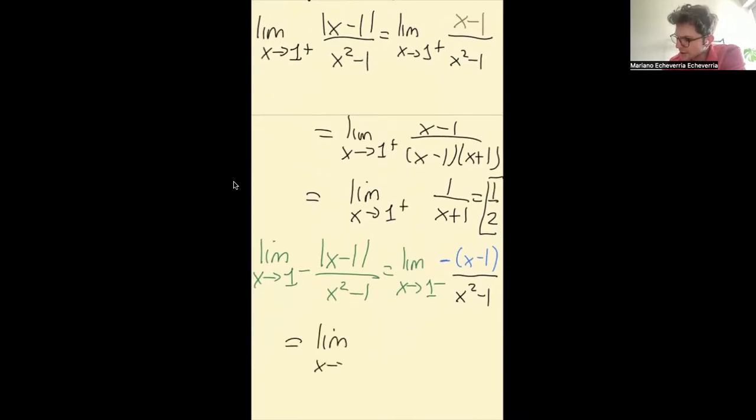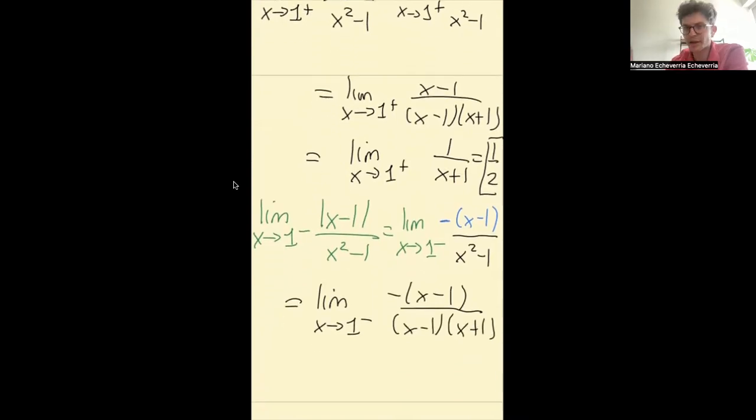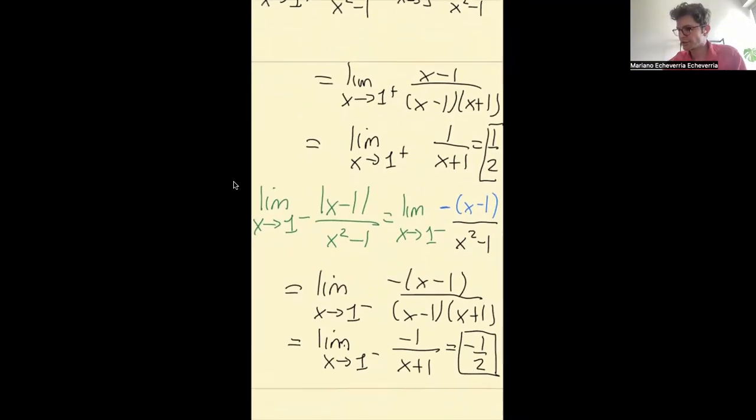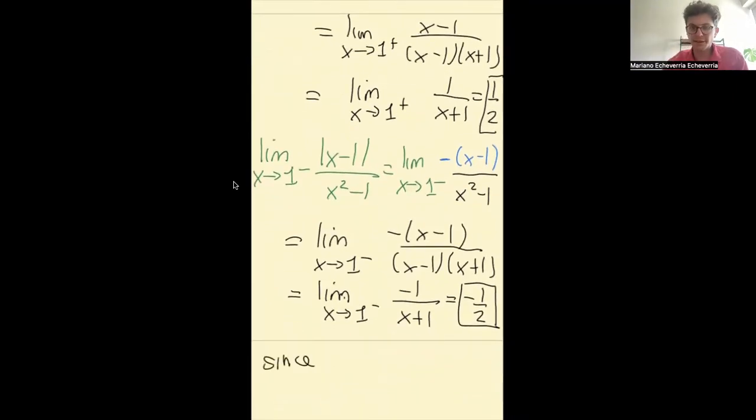And after that, it is kind of identical to what we were doing with the previous one. You still will do the difference of squares formula. The only difference is that because of this minus sign, now you get minus 1 on the numerator. So this gives you negative 1/2. And so since the one-sided limits are different, then the limit does not exist.